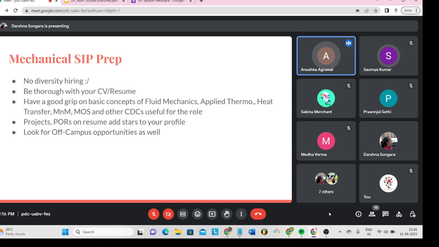The PORs are really important. Like if my POR is not related to IT or something, will it be okay? Yeah. See, the whole point of having a POR, because it will be rarely a case that your POR will be related to the role you are having.